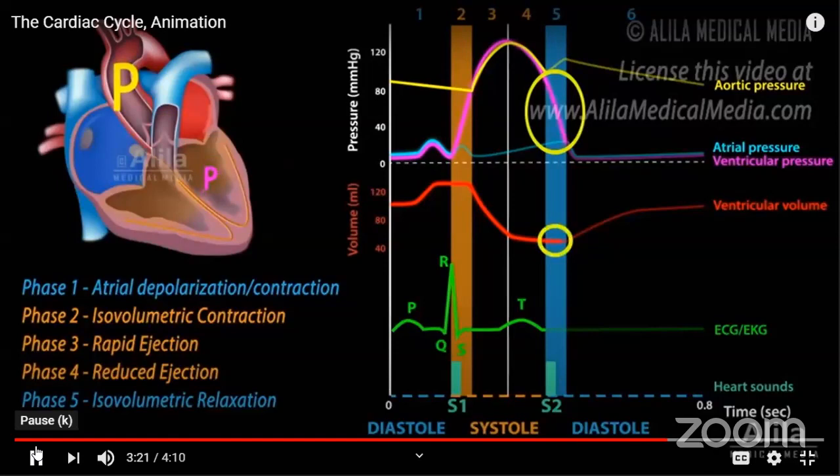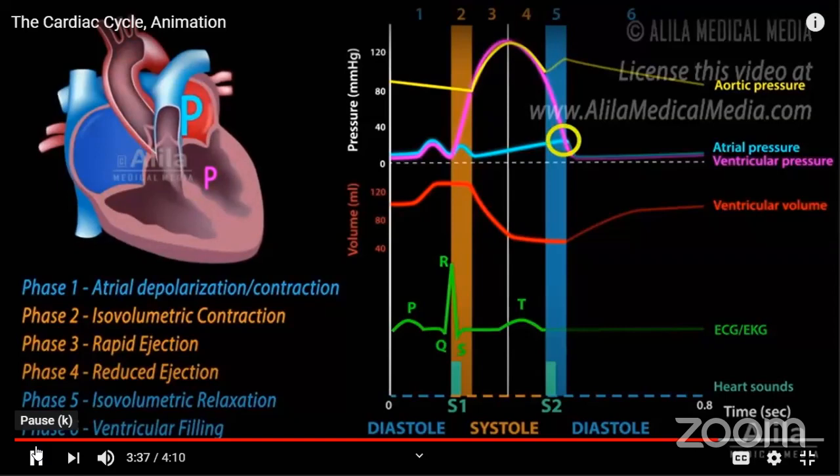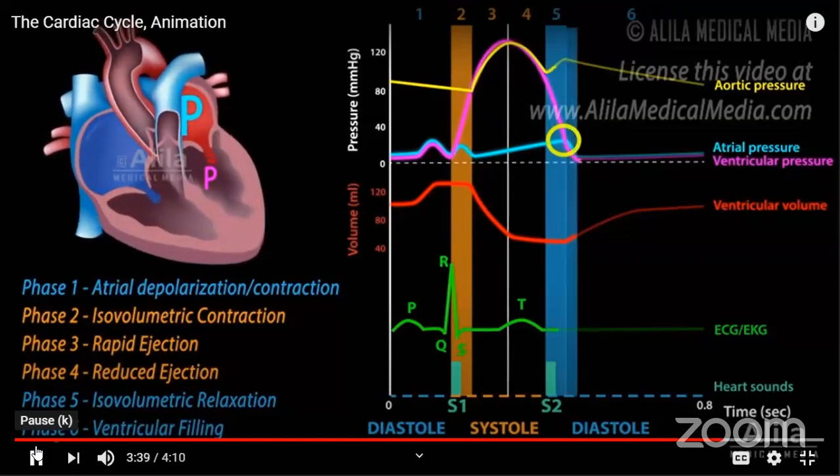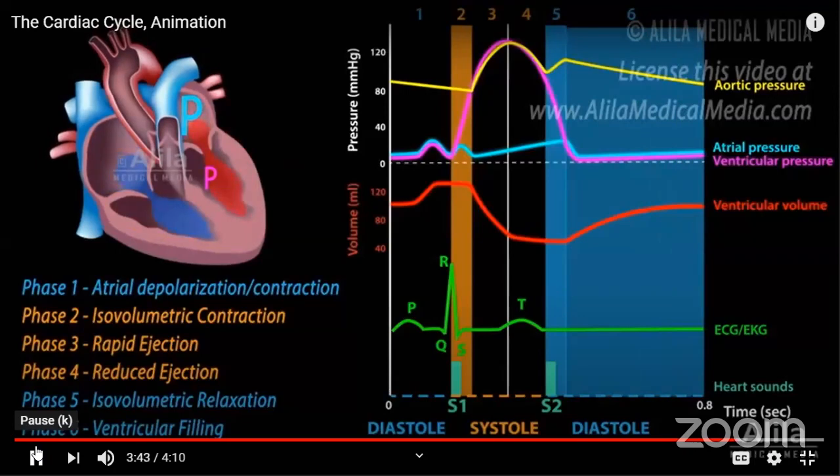Meanwhile, the atria are being filled with blood and atrial pressures rise slowly. Ventricular filling starts when ventricular pressures drop below atrial pressures, causing the AV valves to open, allowing blood to flow down into the ventricles passively. The atria contract to finish the filling phase, and the cycle repeats itself.